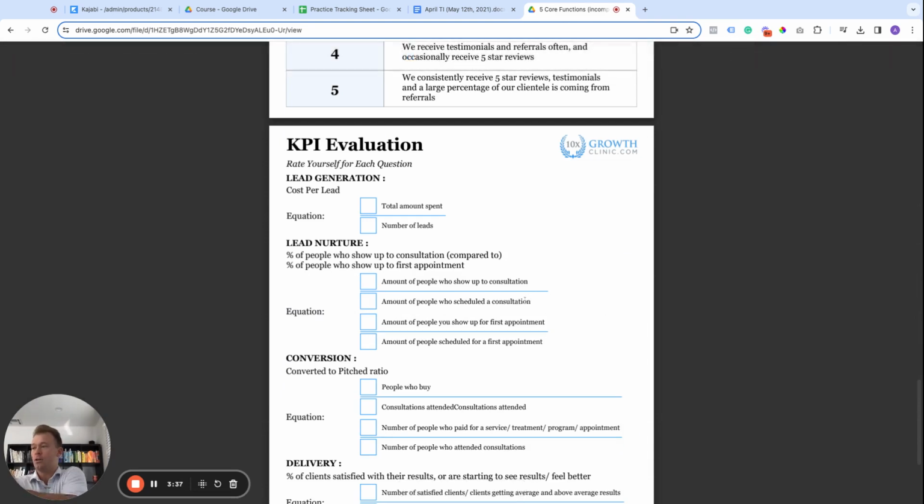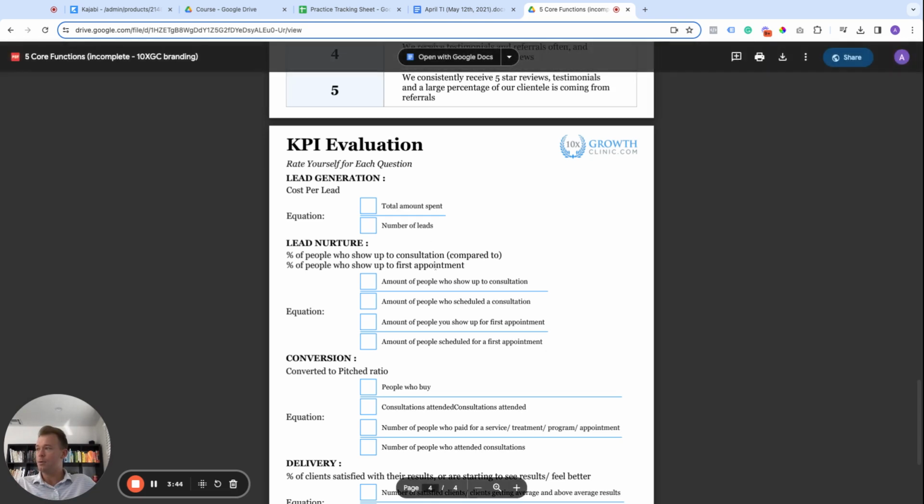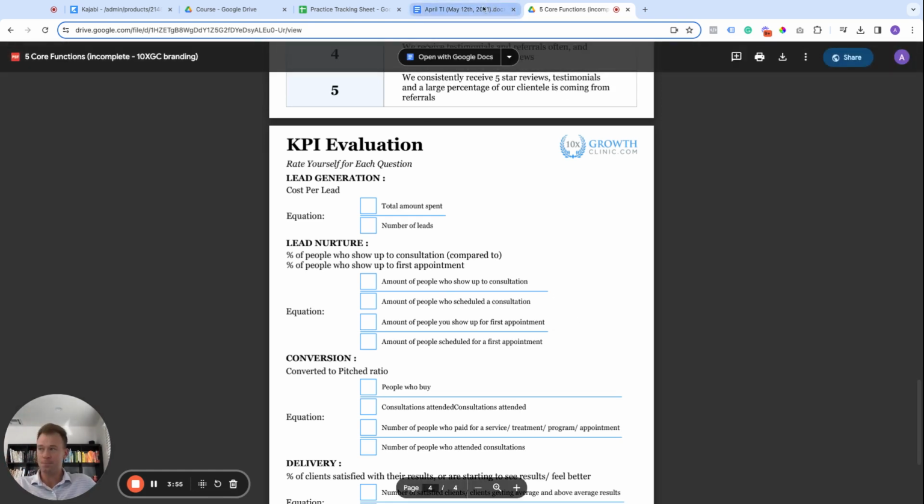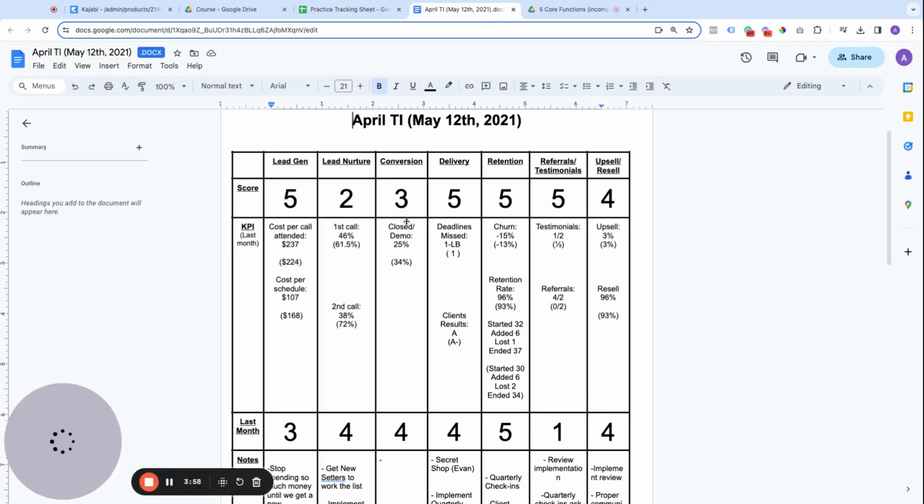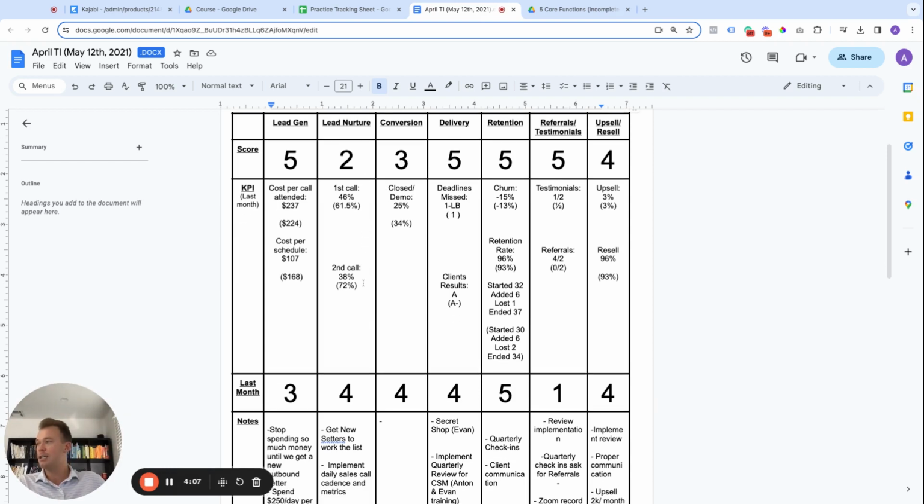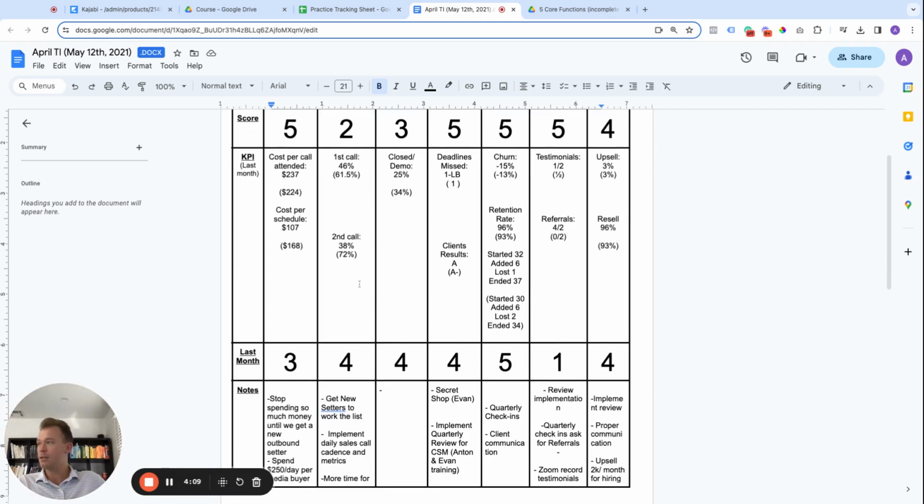And your lead nurture affects both of them. From the total amount of leads, you want to know how many people scheduled an appointment and how many of them showed up to their appointment. And then if you do like a 2-call process, or like a 2-step sales process, how many of them show up to the second consultation or appointment also. So your attendance rate shows how well your lead nurture is doing. And ours wasn't that good. 62% the first call, not great. Second call, 72%, not great.